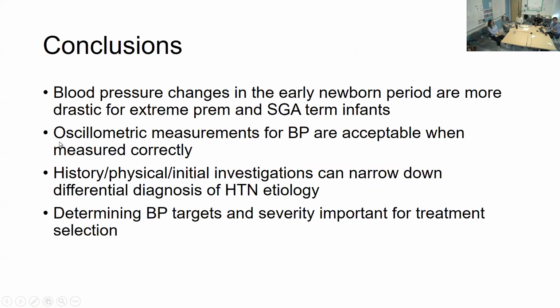We have, I guess, particularities about how we measure the blood pressure. I think there's a difference between getting it accurate, but also what is practical and feasible on a regular basis in the NICU. And in a lot of cases, if you have a list of potential causes, a lot of the initial investigations that you do can help narrow it down.